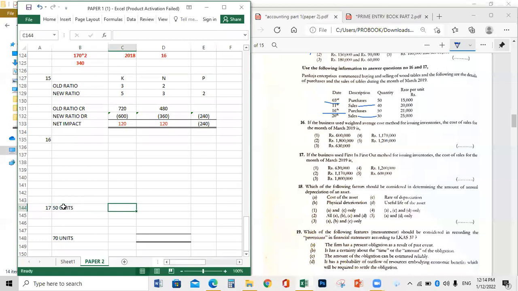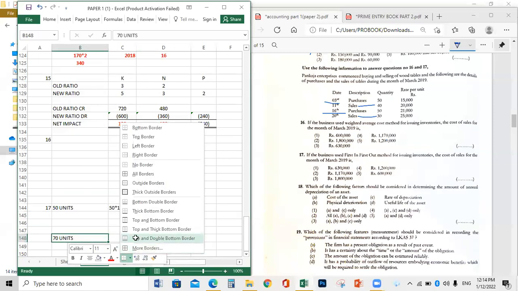What is the price of these 50 units? Price is 15,000. So 50 units into 15,000 will give you the cost. How much is the cost? 50 into 15 is 750. Guys, is it enough?